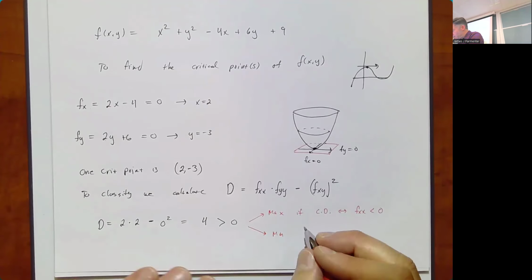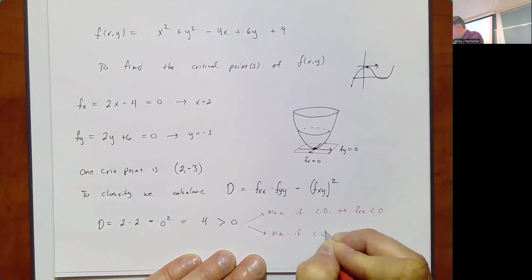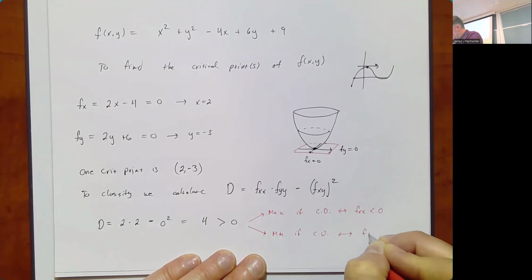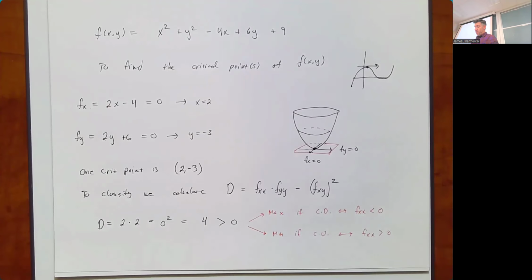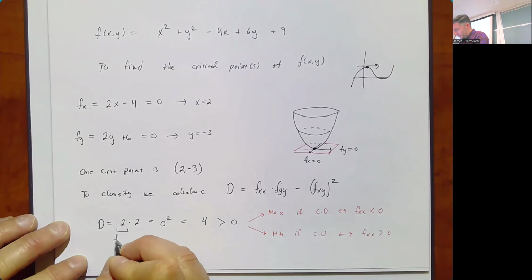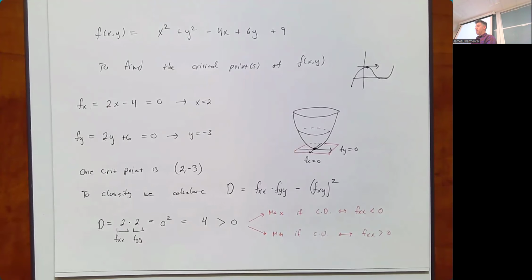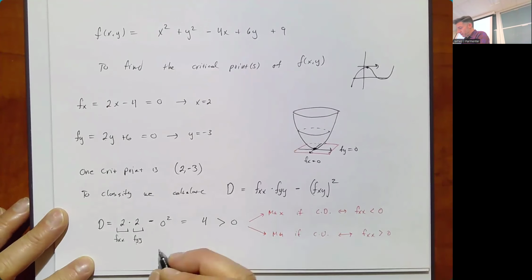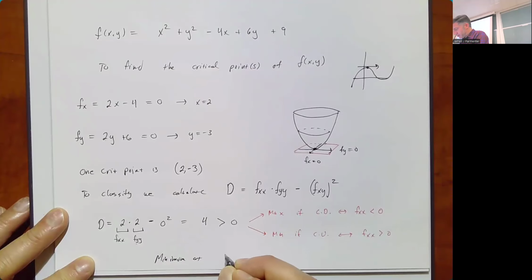Similarly, it's going to be a minimum if it's concave up, meaning the second derivative is positive. And that's what we have in this case, right? Here are both our second derivatives. There's your fxx, there's your fyy. Since D is positive and fxx and fyy are both positive, then it's going to be concave up, which means we have a minimum at (2, -3).